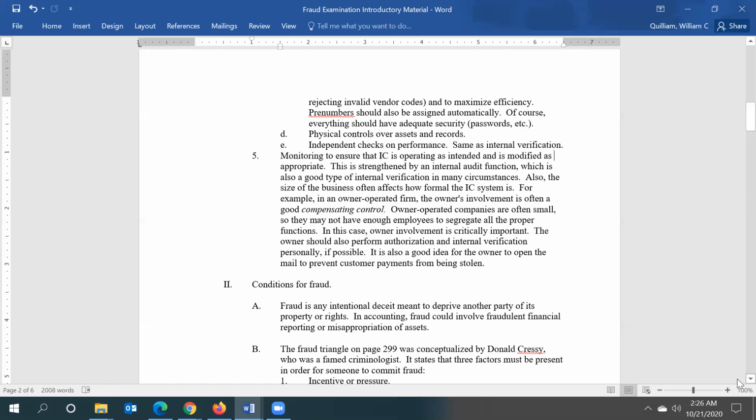And we'll see some frauds in owner-operated companies during the course. The owner-operated companies are often small, so they may not have enough employees to segregate all the proper functions. And in that case, owner involvement is critically important. And the owner should also perform authorization and internal verification personally if possible. So sign the checks personally, do bank recs personally, and other sorts of internal verification if possible.